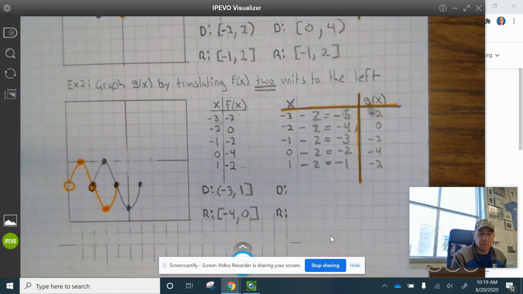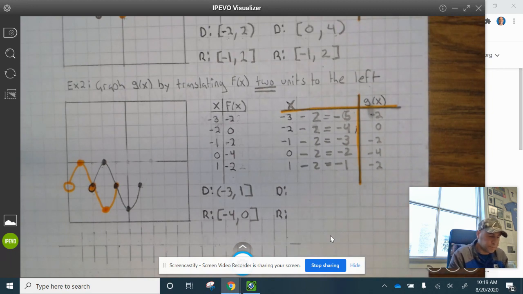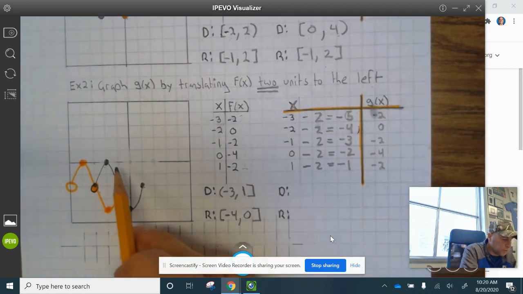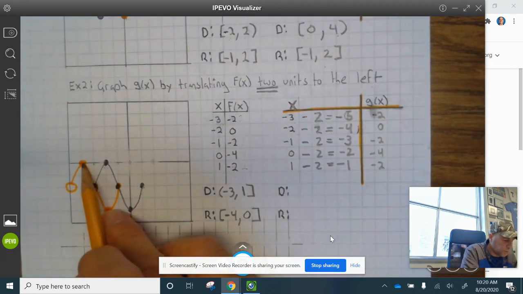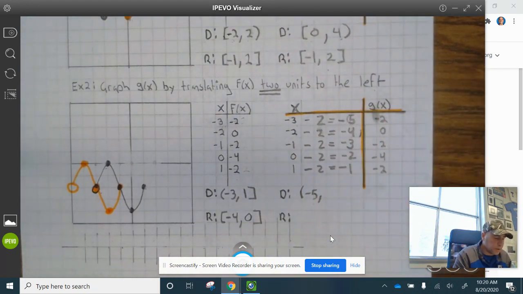So you can see here, we translated the function 2 units to the left. Okay, so now let's look at what effect that has on the domain. So here we go: negative 1, 2, 3, 4, 5. So parentheses, negative 5. And let's see, we know we moved it to the left 2 units, so if we subtract 2 from 1, it should get negative 1. Let's see if that's true.